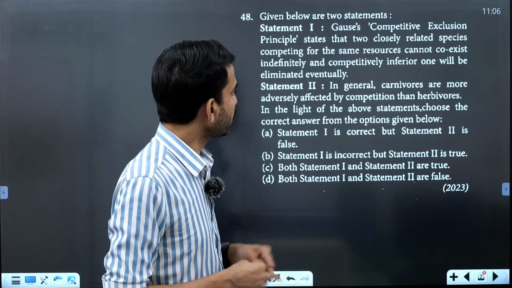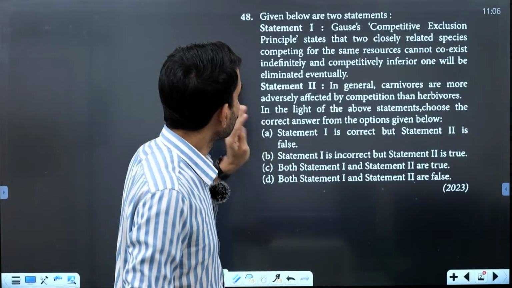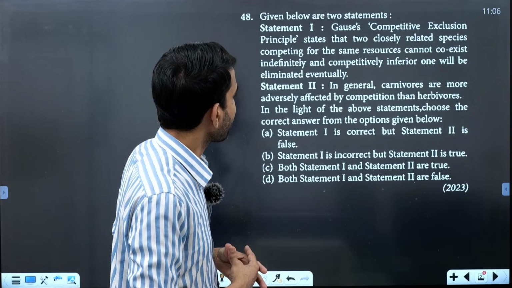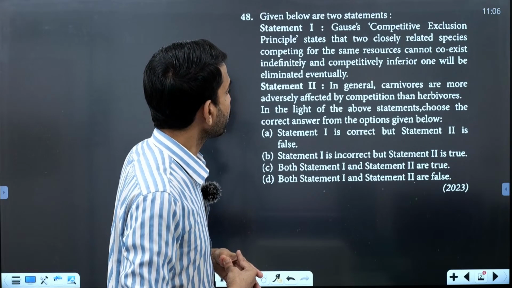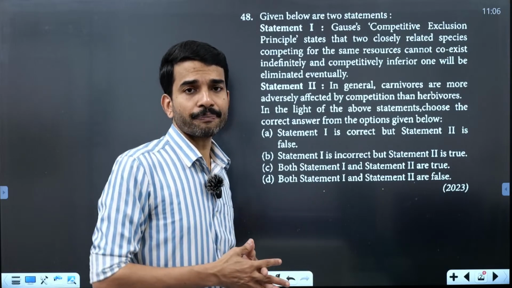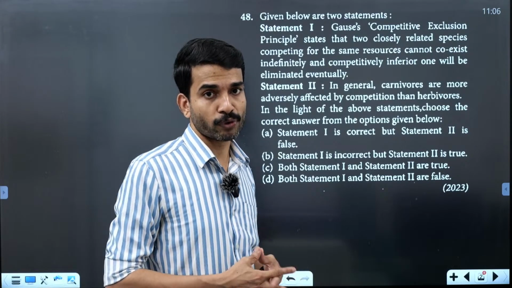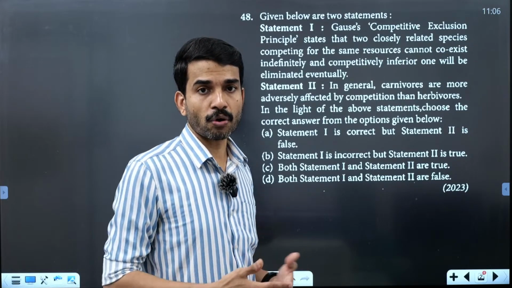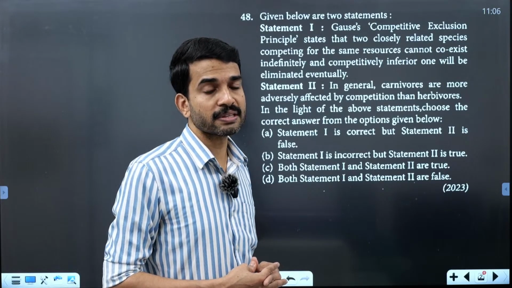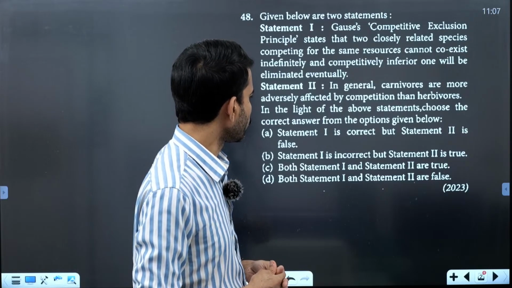Food won't be there. In the sense, the question statement is this: in general, carnivores are more adversely affected by competition than herbivores. Sure, it is, right? Because if competition exists, carnivores' number is less, of course. Suppose they are not getting enough food, they will suffer a lot. So both the statements are correct.